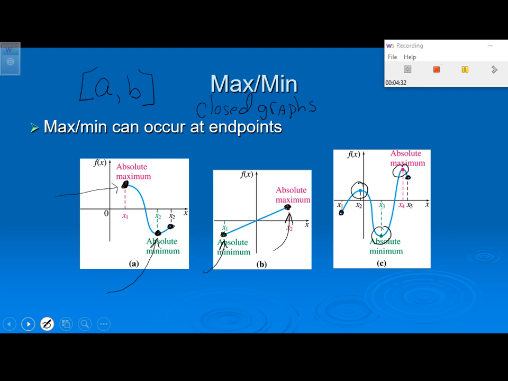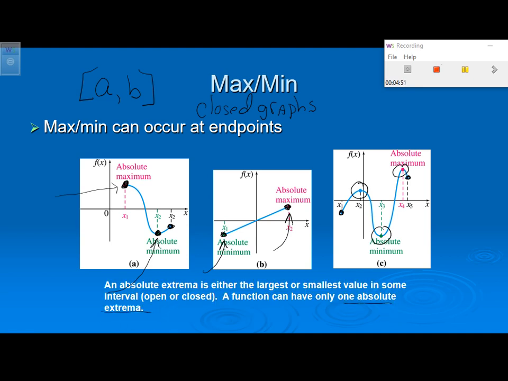So an absolute extrema is either the largest or the smallest value in some interval, open or closed. A function can only have one absolute extrema value. Now, with that being said, it can occur multiple times. If you think about the sine curve, notice that you have a maximum value, but you have it a number of times. But the maximum value would be 1.